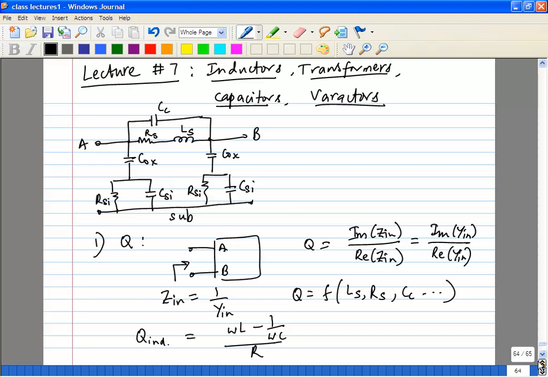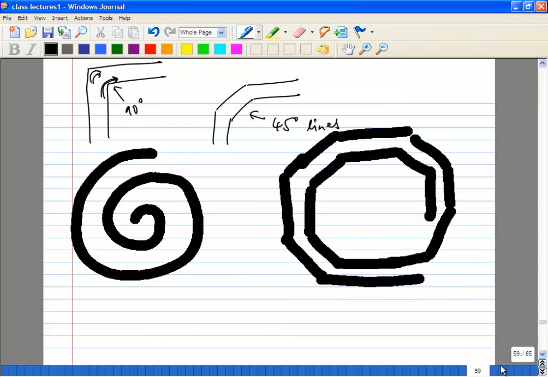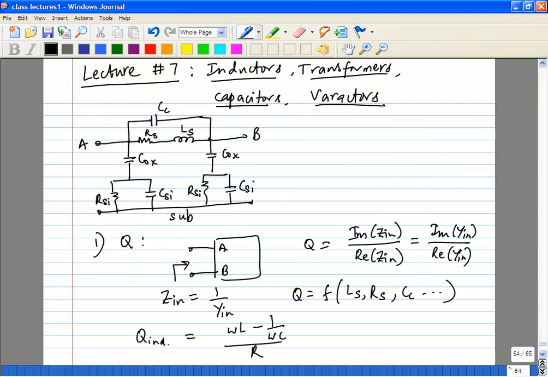So if you increase the width of the trace, for example, if I go back to last week's lecture, so this is the width of the trace. What happens if you increase the width of the trace? What do you think is going to happen to, let's say, RS? RS will decrease, obviously, because RS has two components. One is the DC resistance, which will be valid at all frequencies, and there is also a skin effect. So definitely the resistance of the inductor would decrease.